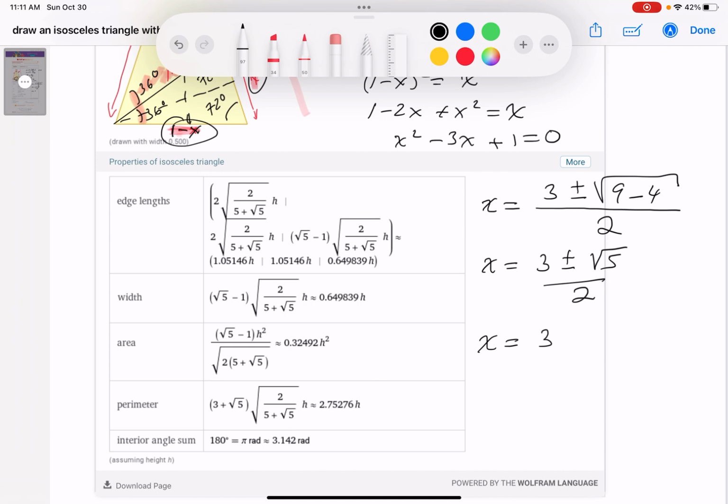I can't pick this one because that's bigger than 1. Whoops, sorry about that. Again, it's good to think. That's bigger than 1, so this can't be selected. And if it's bigger than 1, that would be negative. So I got to select x to be 3 minus the root of 5 over 2. All right? That's what I have to select.